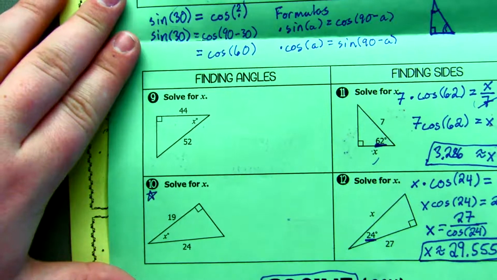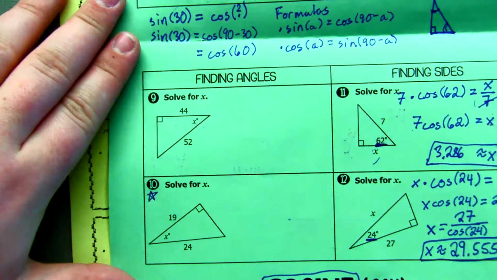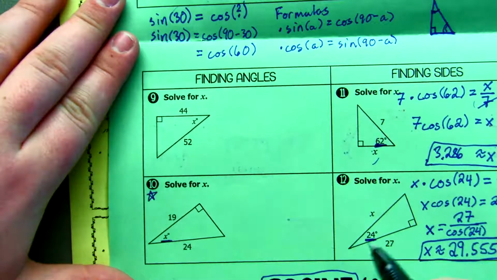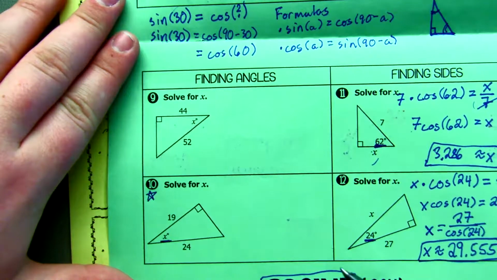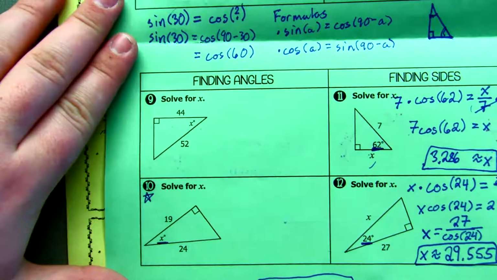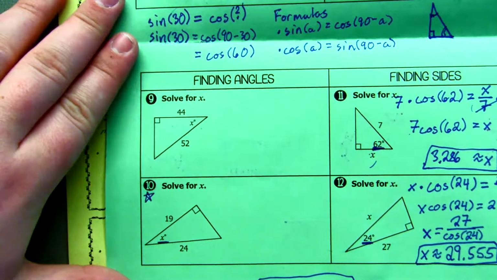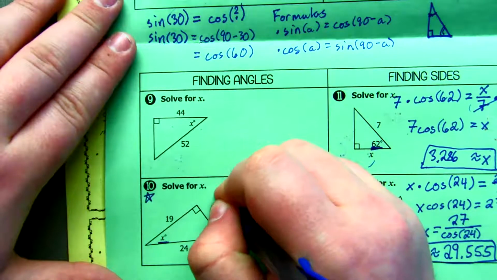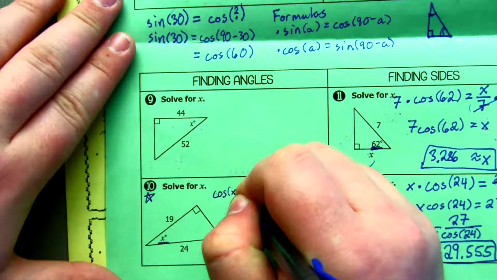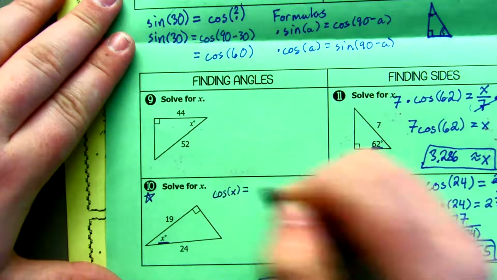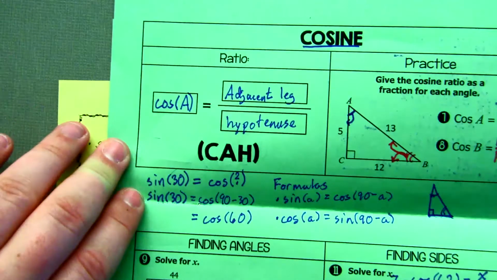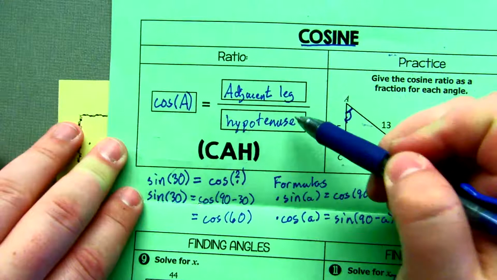Okay. So one of the things that I saw messaged in the chat to me was that we need to be using cosine, or CAH, for our cosine adjacent hypotenuse. So we're going to start with our equation, and we're going to say cosine of x equals, our fraction needs to be adjacent over hypotenuse.